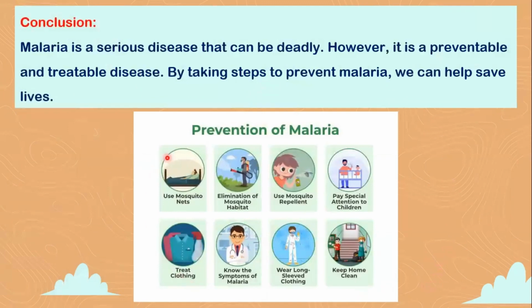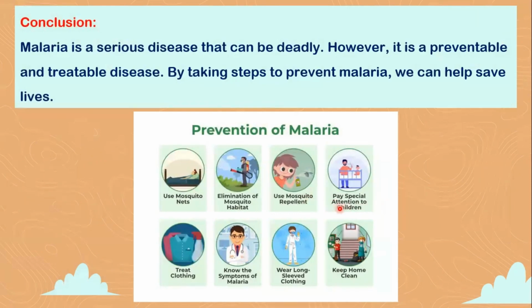So, if you look at this picture, there are prevention methods of malaria. The first one is the use of mosquito nets. We have discussed it in the previous slide, especially for children. It's very, very helpful. Elimination of mosquito habitat: we need to make sure there are no mosquitoes in our backyards, in our gardens. So we need to clean all those things. And the third one is to use mosquito repellent, especially in the evening or before going to bed.